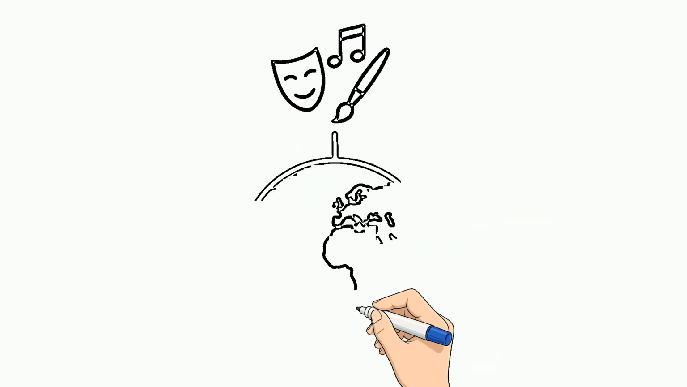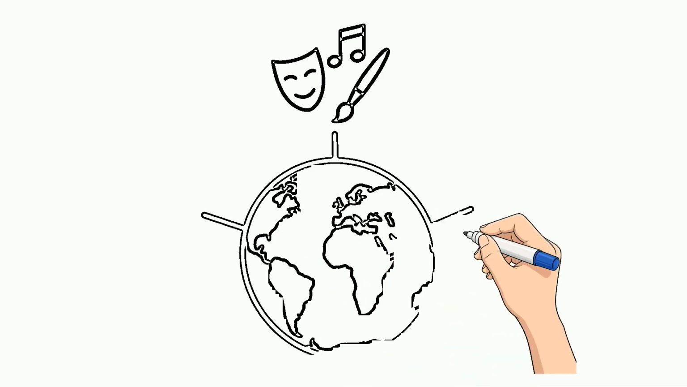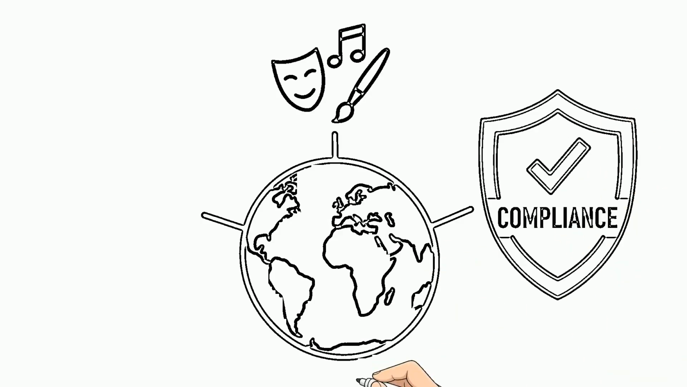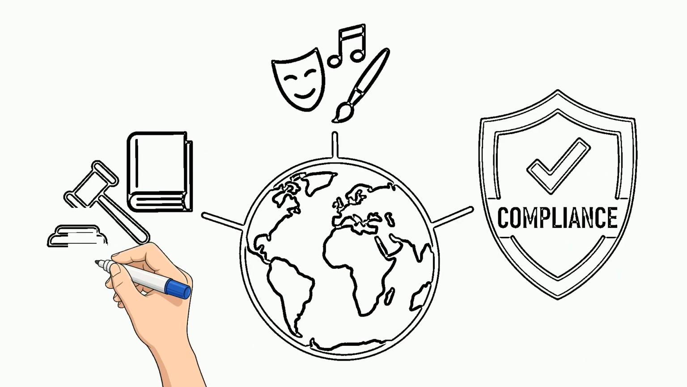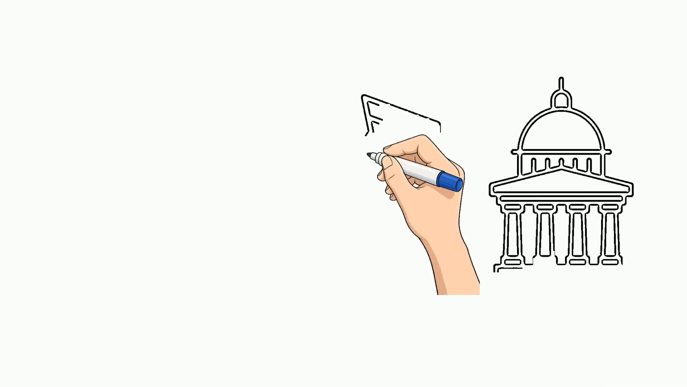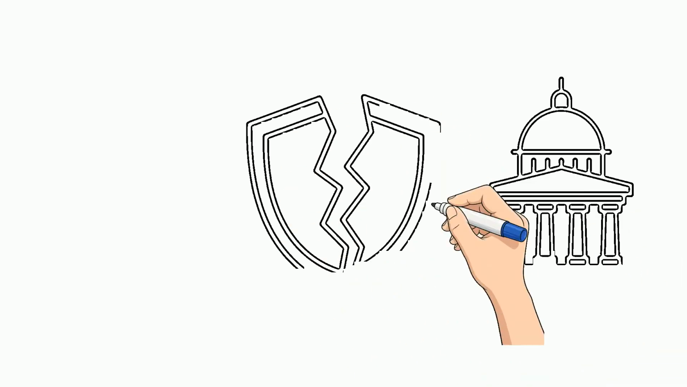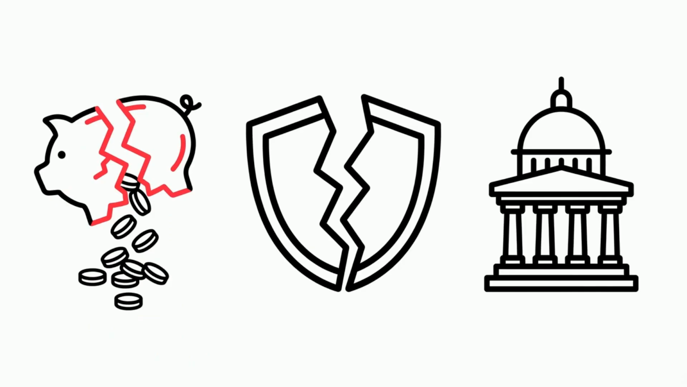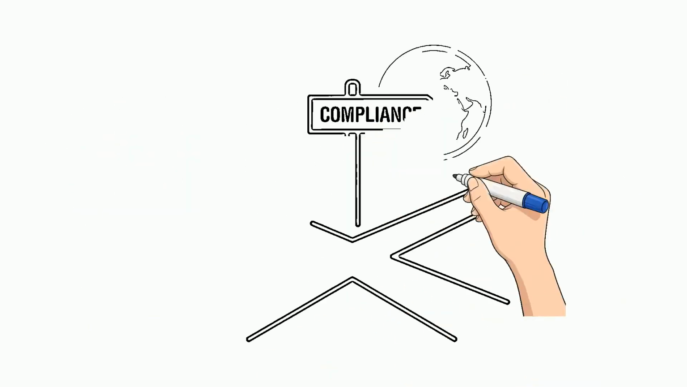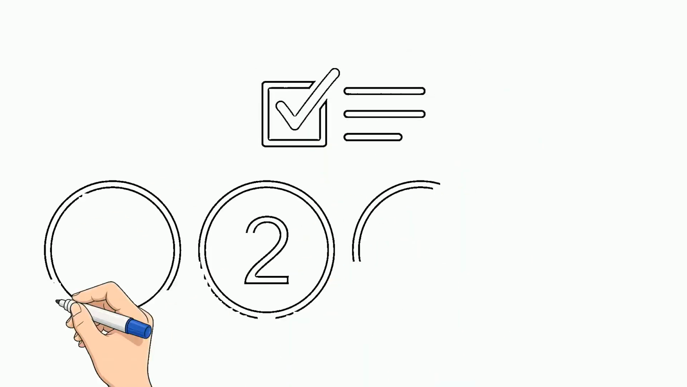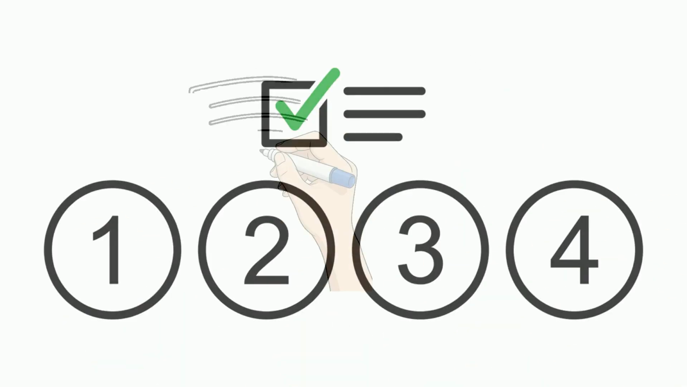Imagine this. You're working in a global organization. Different countries, different laws, different cultures. But one thing must remain the same everywhere: compliance. Because one mistake, just one, can cost the company millions, damage its reputation, or even lead to legal action. So, how do you stay compliant in a global environment? Let's break it down into 4 key actions.